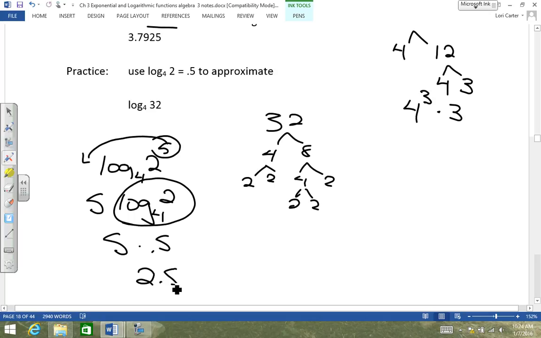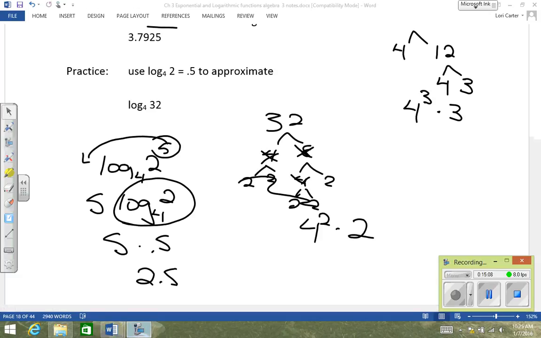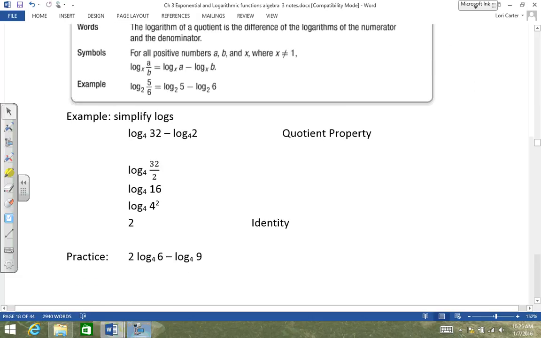Did you get the same answer? Yes. Is the other way easier? Yes. Understood? Great. Then what happens to the 4? Once you break down the 4, you can't use it. So if you did break down the 4s and you had 4 squared times 2, you're using the identities, right?